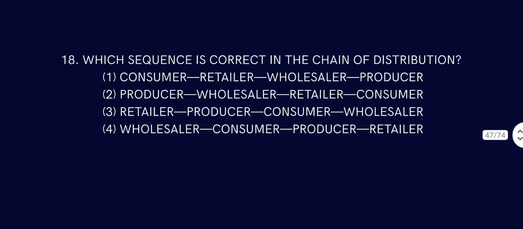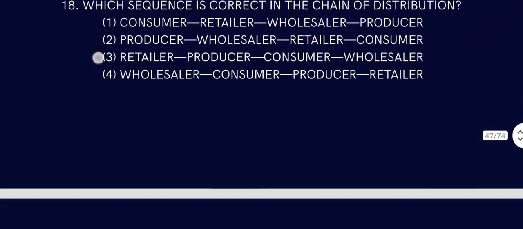Question number 18. Which sequence is correct in the chain of distribution? The first has to be producer, so option 2 is right. Producer sells stuff to the wholesaler, then the wholesaler sells to the retailer, and then the consumer. So the producer produces things and sells to the wholesaler. The wholesaler makes a bit of profit and the retailer makes another. That's the way, but nowadays it's more complicated. There are different stages, but this is the simpler one: producer, wholesaler, retailer, consumer.